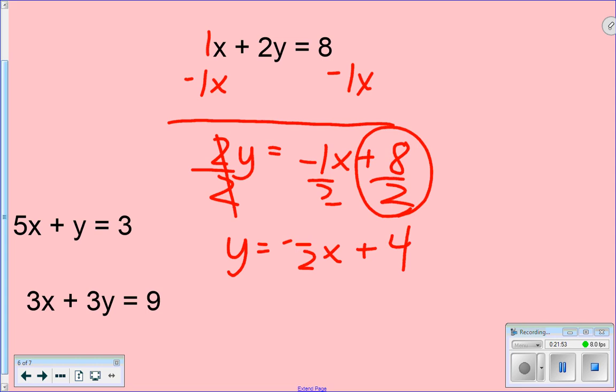Nope, because it's y equals mx plus b. Remember, y, I just want by itself. I don't want anything in front. Remember your y is here, really, even though there's a y in front? All right, let's do another one.